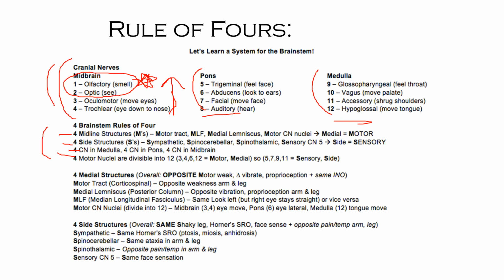We're going to see 4 side or lateral structures that start with S. We're going to see these 4 cranial nerves that I just explained here. 4 in the medulla, 4 in the pons, 4 in the midbrain and above. And then our 4 motor nuclei are divisible into 12. So 3, 4, 6, and 12 are motor and they're medial, meaning 5, 7, 9, and 11 are sensory and to the side.